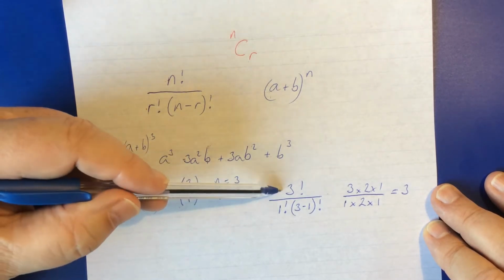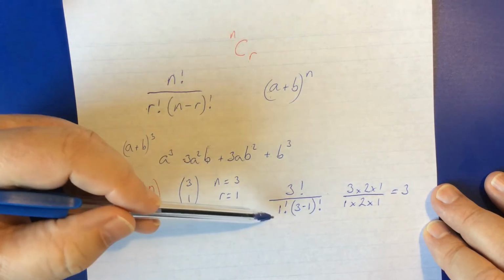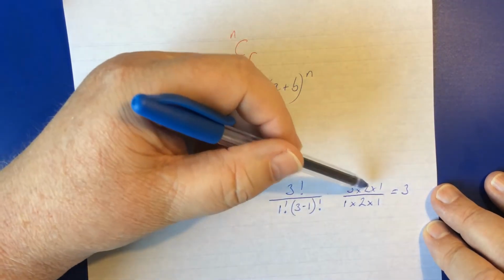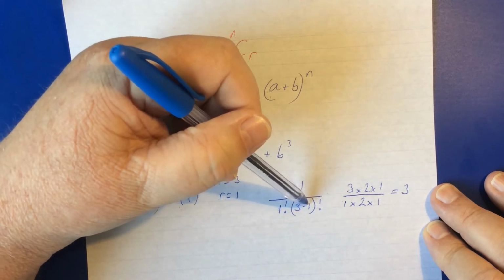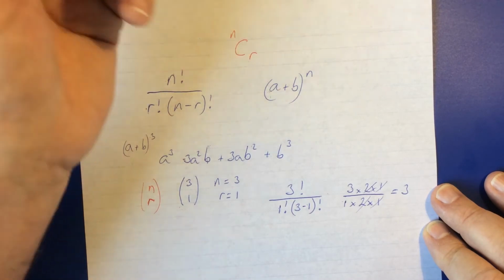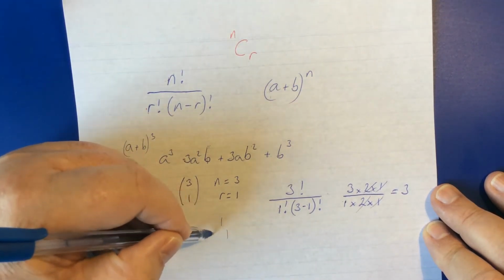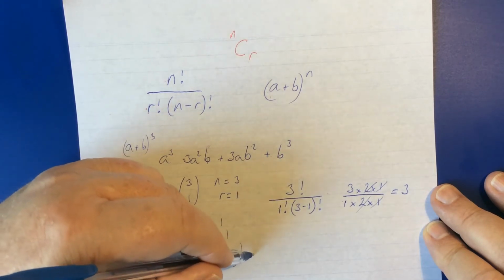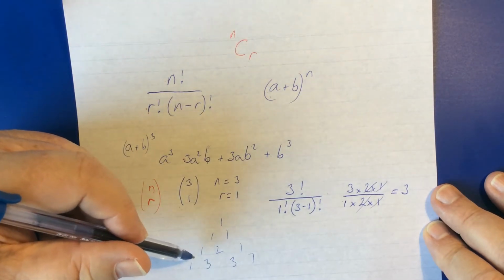So 3 factorial, n factorial, over 1 factorial times 3 minus 1 factorial gives us 3 times 2 times 1, over 1 factorial, 3 minus 1, 2 factorial. We do a little bit of cancelling and we wind up with 3. You can see why that is more convenient, can't you?